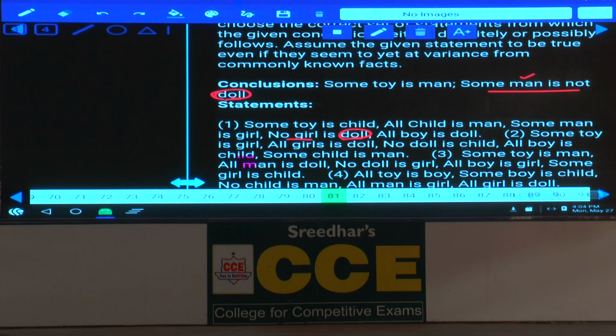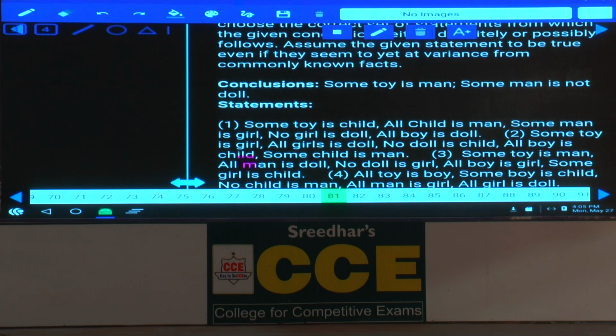Done? Then, now in this one, no girl is doll. Now doll is here, it must be present as it is. Girl is here, and girl should go, and man should come. Now is there any statement between man and girl? Yes, the third statement. Hence by combining 3 and 4, let us check whether we are getting the answer or not.